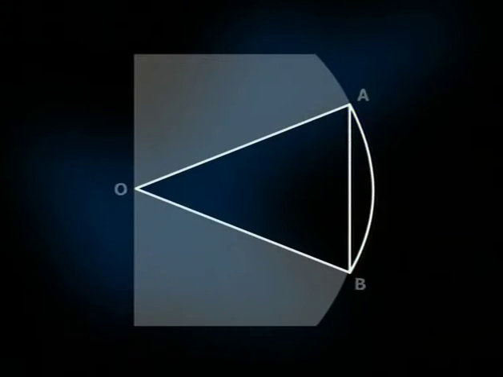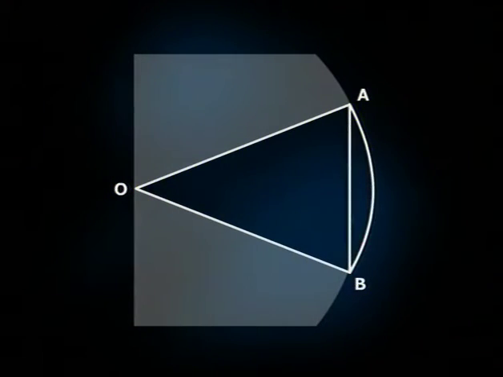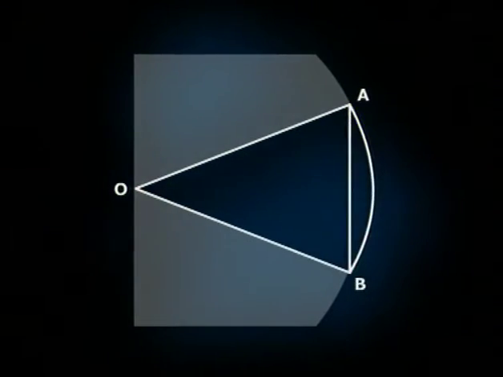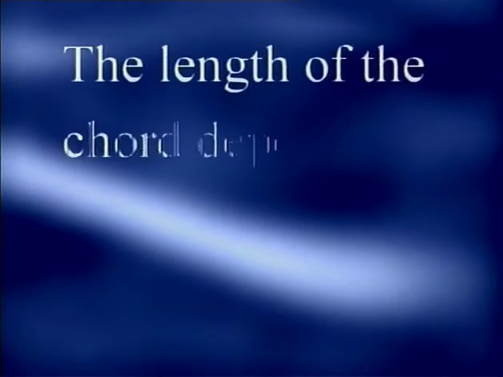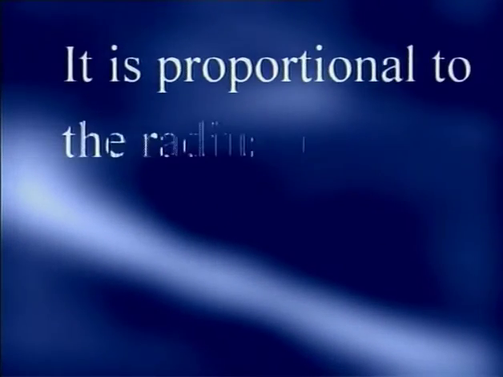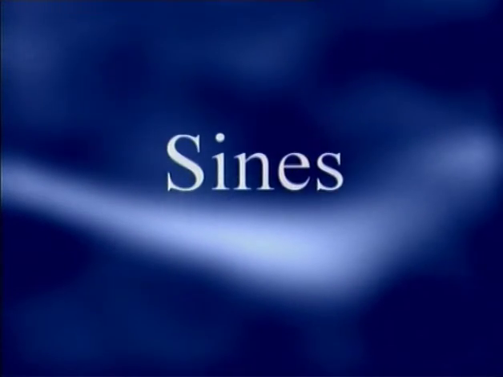So let us consider an angle AOB. The diagram shows the curve connecting A to B, which is an arc of a circle. The straight line AB is the chord. Of course, the length of the chord depends on the radius of the circle. In fact, it is proportional to the radius of the circle. The first known trigonometric table was a table of chords. In modern times, sine is used instead.